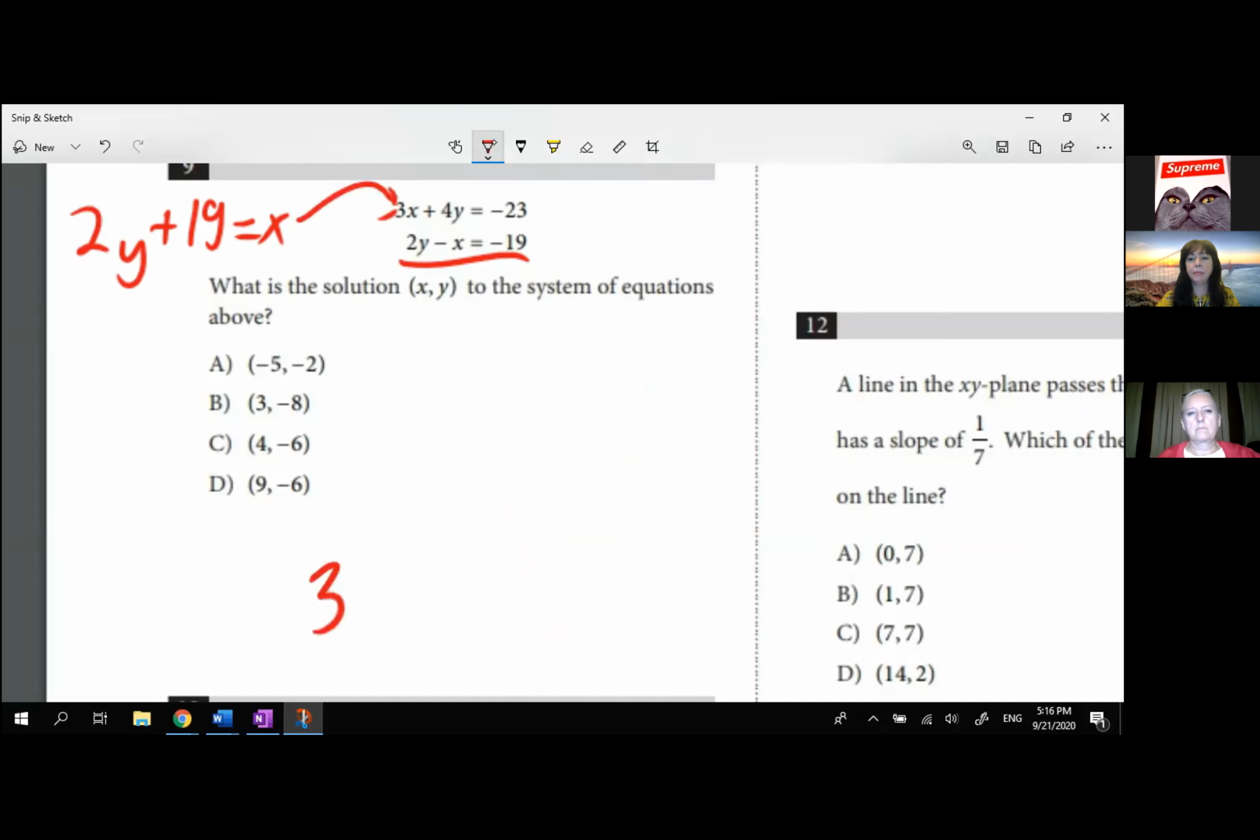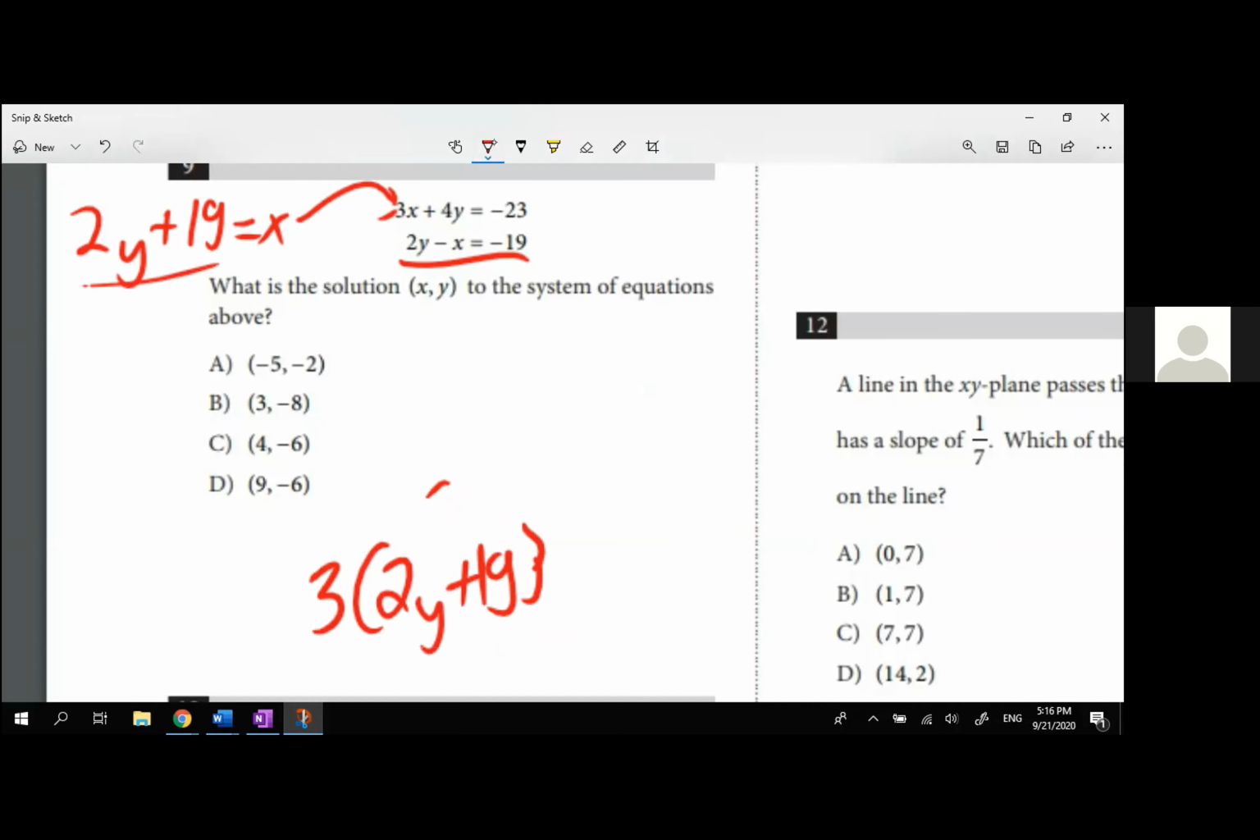So 3 times 2y plus 19, and then remember that this 2y plus 19, we've decided, equals x. So all we did is plug in 2y plus 19 into this x right here. So from this point we plug it into the top equation: 3 times 2y plus 19 plus 4y equals negative 23. What we're working towards here is, now that we have no x's, we only have one variable, which is y. So from this point we can just distribute and solve.